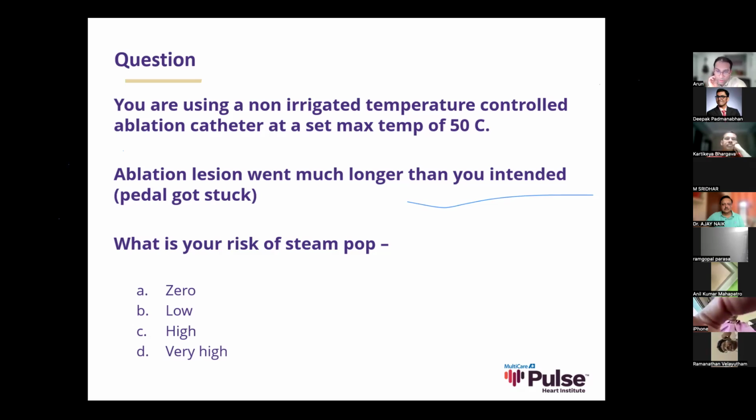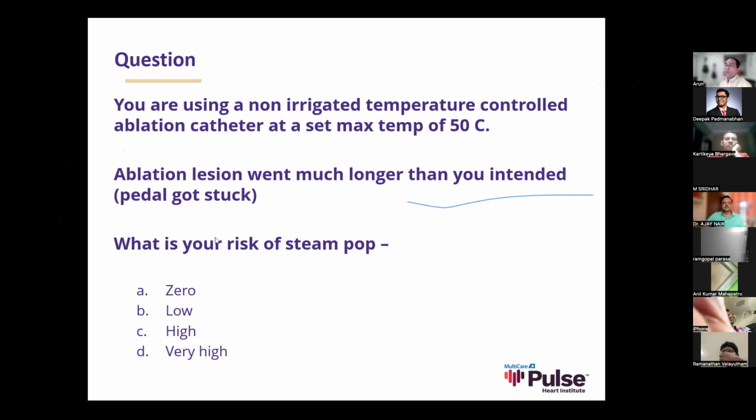Choice 1 wins, 47%. That is correct actually. So when you have a non-irrigated temperature-controlled ablation catheter set at a maximum temperature of 50, you can assume that at the tip it's going to be 50, and everything else downstream from the tip is going to be lower than 50, right? The maximum temperature is going to be 50, and every time it hits 50, the wattage is going to come down to 3 or 4. Your wattage might be set at 30 or 40, but it will never reach that wattage because you're constantly hitting 50 degrees Celsius.